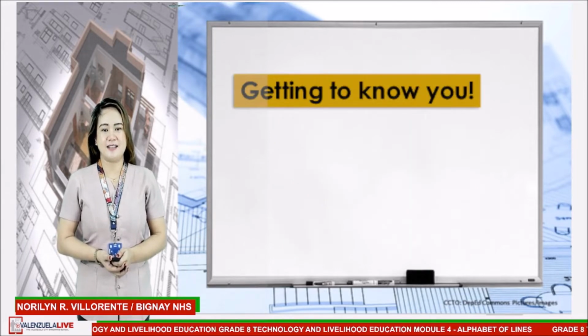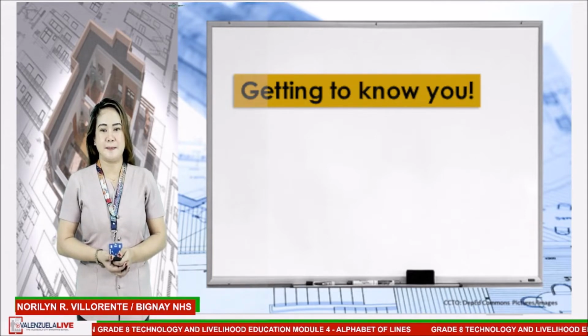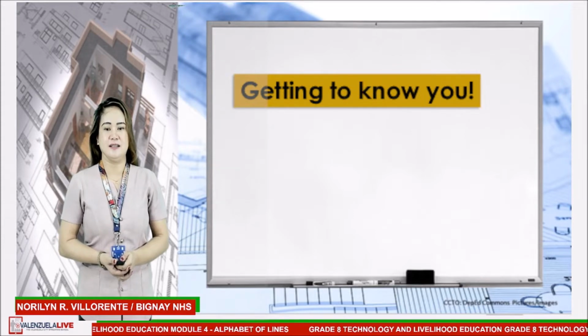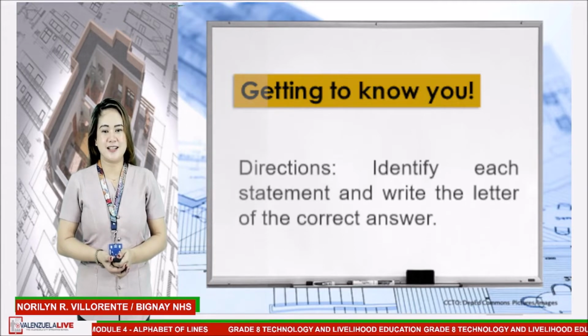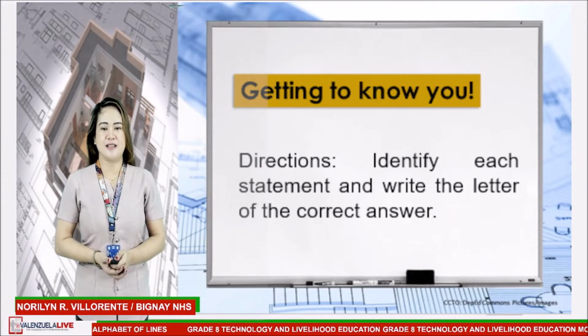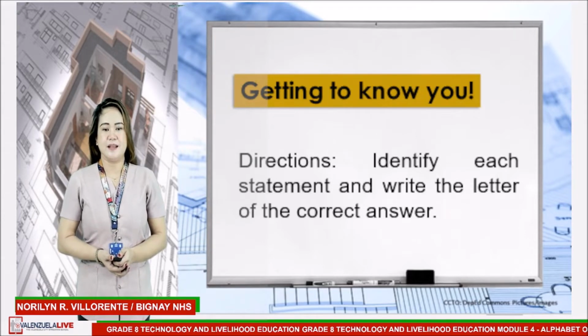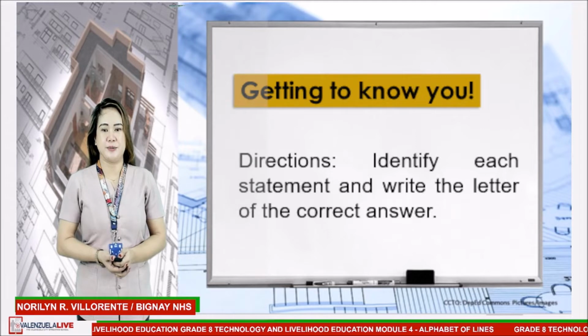Today, our lesson is all about alphabet of lines. Are you, class, ready to begin? Great, so am I. Before anything else, let me assess first how much you already know about our lesson. This activity is entitled Getting to Know You. With directions, identify each statement carefully and write the letter of the correct answer. You have 5 seconds to answer each number by commenting it below. Allow me to read each number for you.